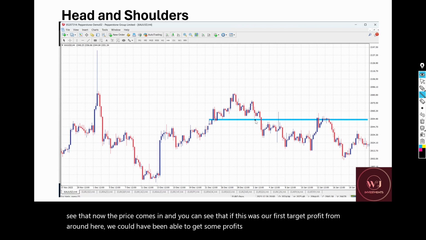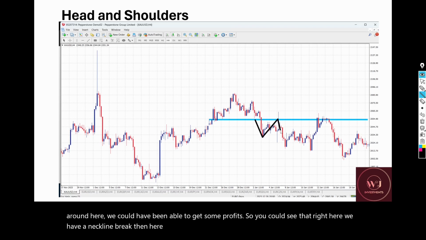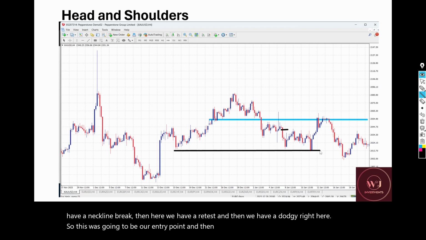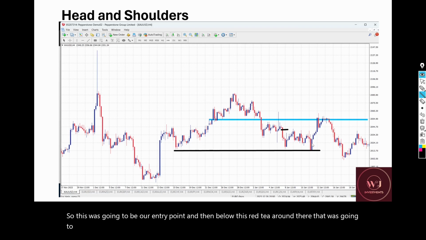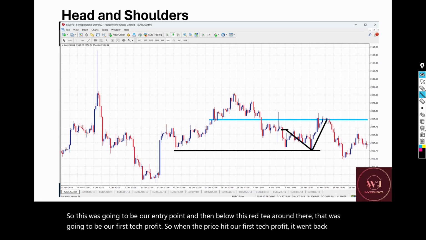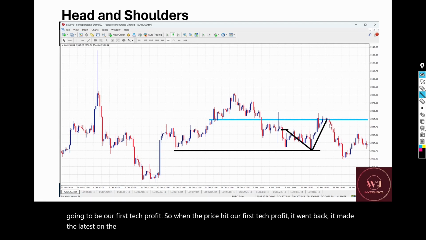So you could see that right here we have a neckline break, then here we have a retest, and then we have a doji right here. So this was going to be our entry point, and then below this, right around there, that was going to be our first take profit. When the price hit our first take profit, it went back, it made a retest on the neckline. So here we expect to make a short trade.